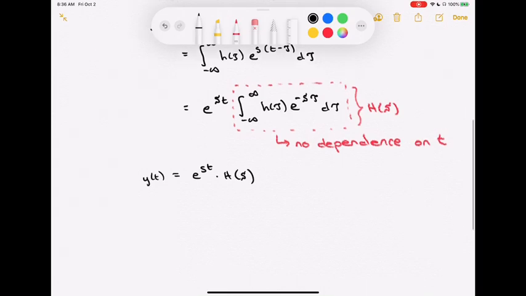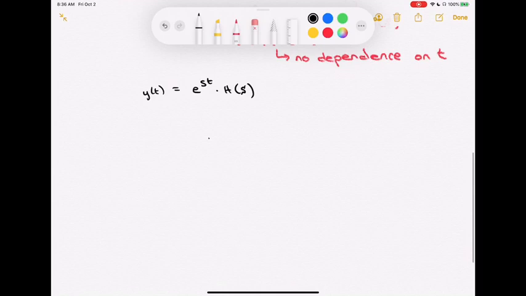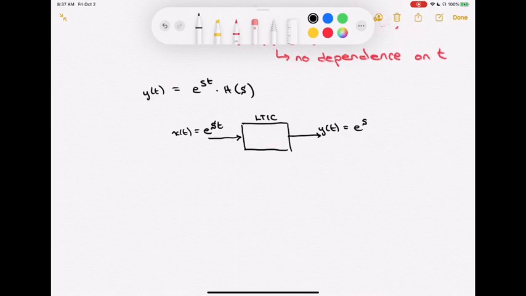This is a beautiful result. I'm going to go ahead and draw it out just as our block diagram representation of systems would allow. So I'm going to put my LTIC system in there. So I have a linear time invariant continuous system. I know that there's my input x of t. In this case, I'm letting it be that exponential e to the st. And then I find that the output y of t is equal to the same exponential e to the st, just modified by a complex constant H of s.